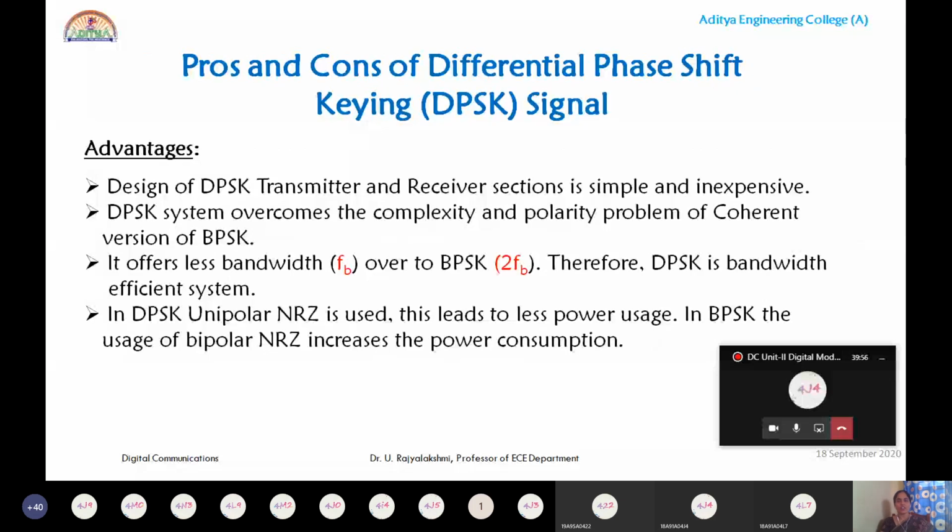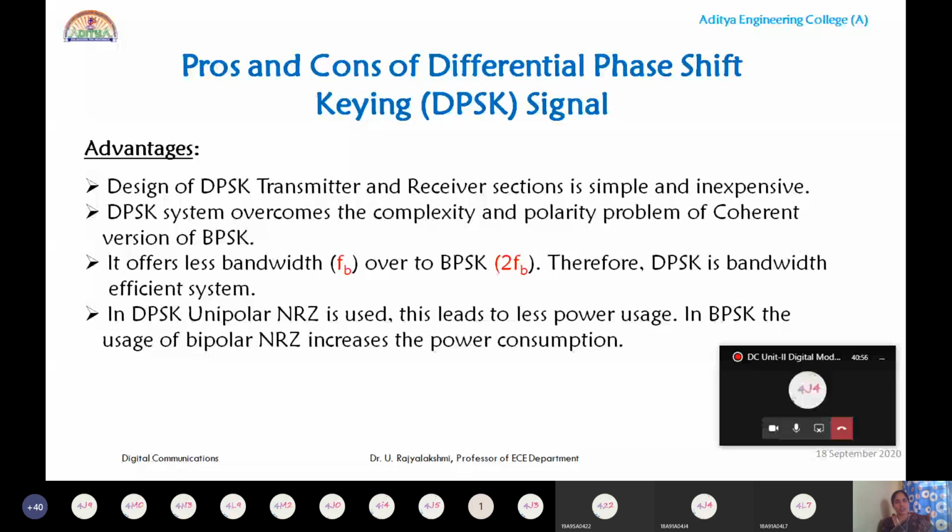Next, let us go through the advantages of differential phase shift keying. If you observe the advantages, the design of the DPSK transmitter and receiver sections is simple and inexpensive. Can you say why it is simple? Because in the transmitter, it works under an XNOR operation. It compares the present upcoming input with the past stored differential encoder output. It follows the XNOR operation and you get an output, which is a unipolar NRZ. If you have the same inputs, you get the output as 1. If you have different inputs, the output will be 0. If the output is 1, the phase difference is 0, and if the output is 0, the phase difference is pi. It depends on only one principle of differential encoding and the principle of phase generation.